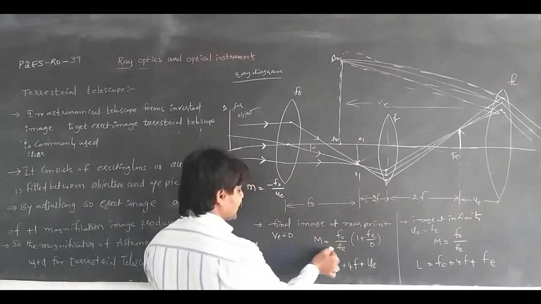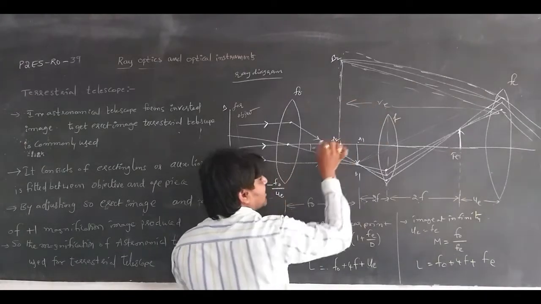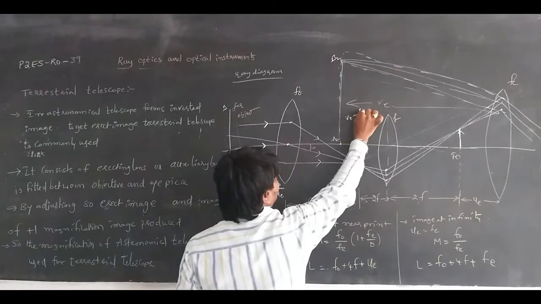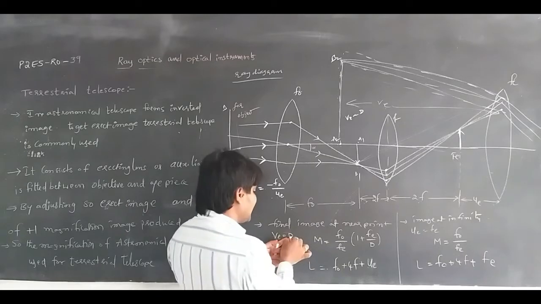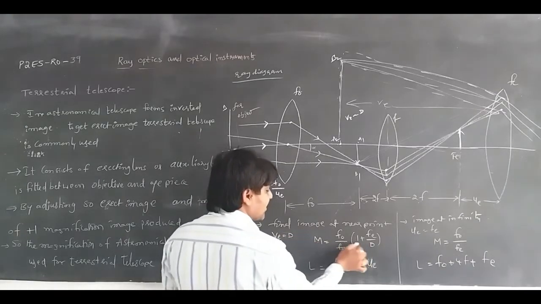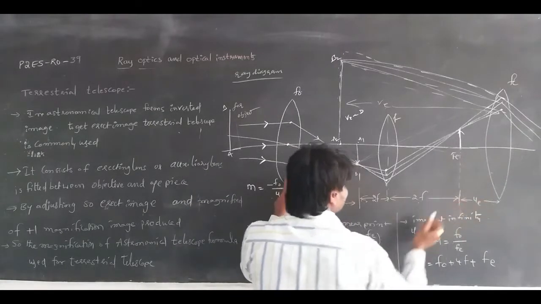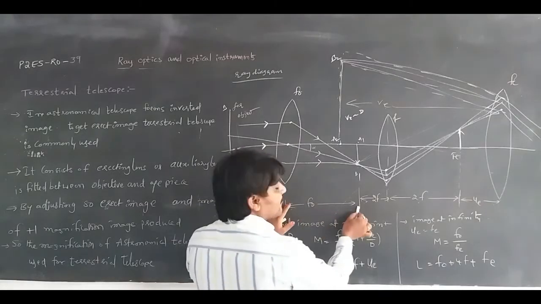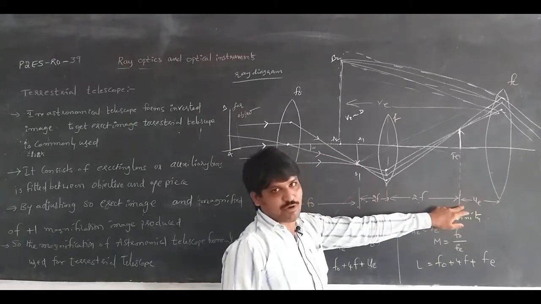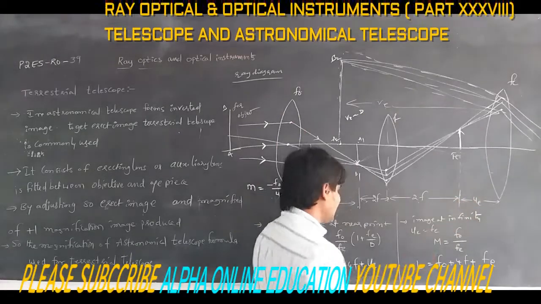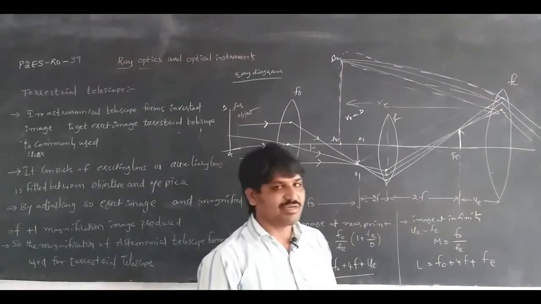From this formula, if the image is formed at the near point, then v is equal to d, the distance of distinct vision. Substituting that into m, we get the distance between the two lenses: the focal length of the objective f0 plus 4f plus ue. That is the length between the two lenses when the erect image is formed at the near point.